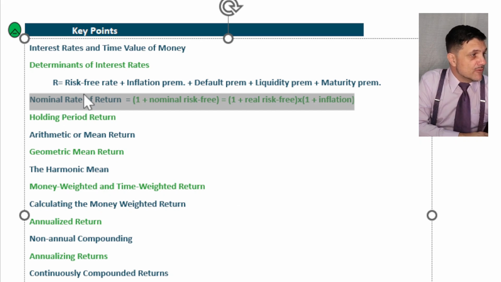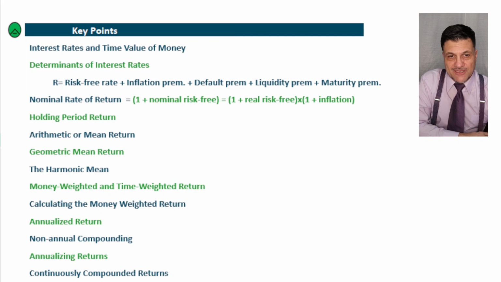The nominal rate of return is equal to, the formula is, 1 plus the nominal equals 1 plus the real times 1 plus inflation. So again, 1 plus the nominal rate equals 1 plus the real times 1 plus the inflation. It's like a geometric mean type of thing, okay? So that's the identity, the relationship between real rate and nominal rate.